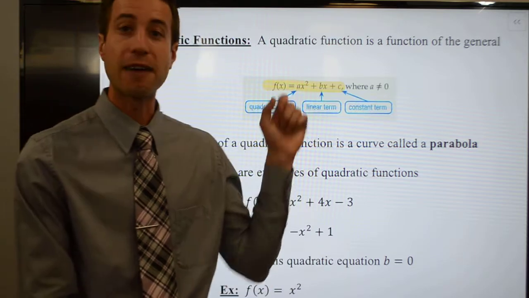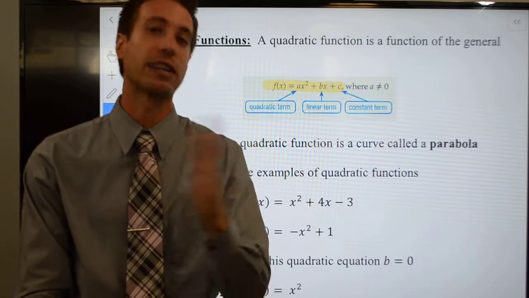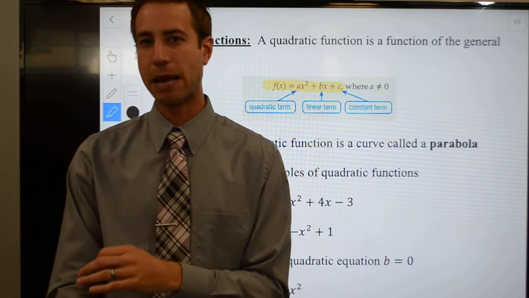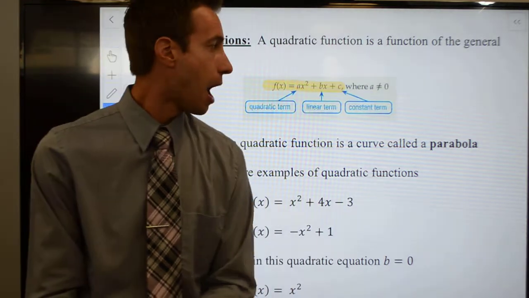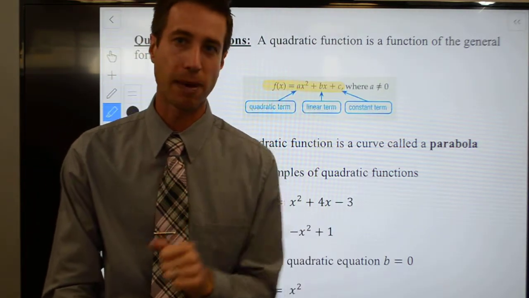For example, this one is f of x. It could just as easily be g of x or n of x or k of x or q of x, whatever. It doesn't matter what we name our function. It'll just have a name. But the ax squared plus bx plus c, real important. Let me talk about a couple of things here.